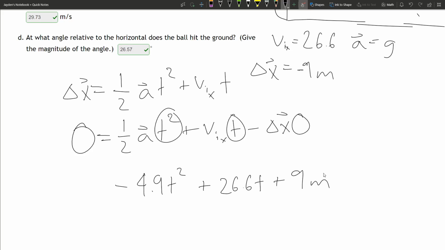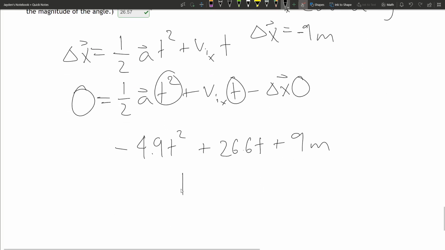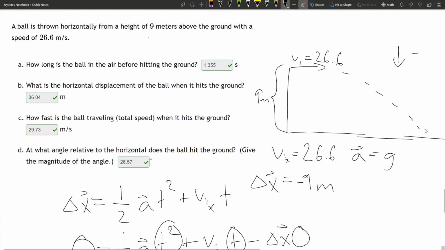And if you just do the quadratic equation, which I'm sure you all know how to do, you'll get that time equals 1.355 seconds. After getting this, that's when the ball hits the ground, so it takes 1.355 seconds to get to this point where it hits the ground.